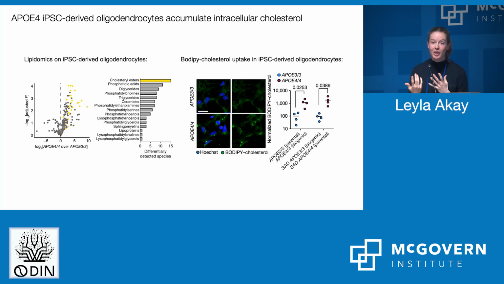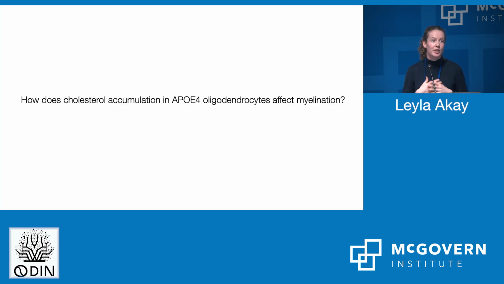We next performed lipidomics on these iPS-derived oligodendrocytes. And we see that in the ApoE4 oligodendrocytes, there's a marked increase in cholesterol species, and in particular, the esterified form of cholesterol. And this was quite interesting to us because esterified cholesterol is known to be the storage form of cholesterol. And if we give these cells a fluorescent analog of cholesterol and then measure its uptake and retention, we see that the cells expressing this risk gene actually hold on to cholesterol a little bit more than the neutral cells.